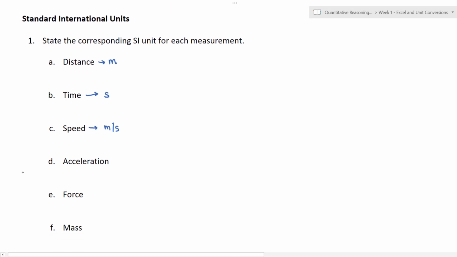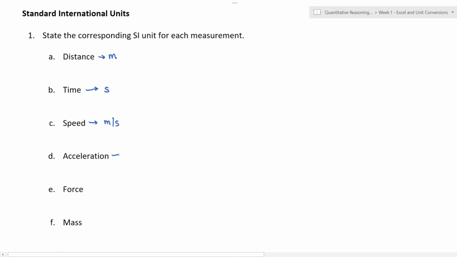Acceleration. Acceleration is how fast your speed is changing over time. Some people might say it's changing at 1 kilometer an hour per second, for example, but the standard international unit for acceleration is meters per second squared, which is the same as meters over second squared. So it's the same thing.